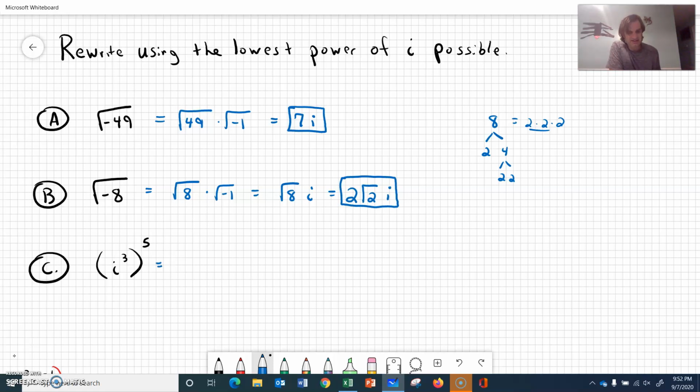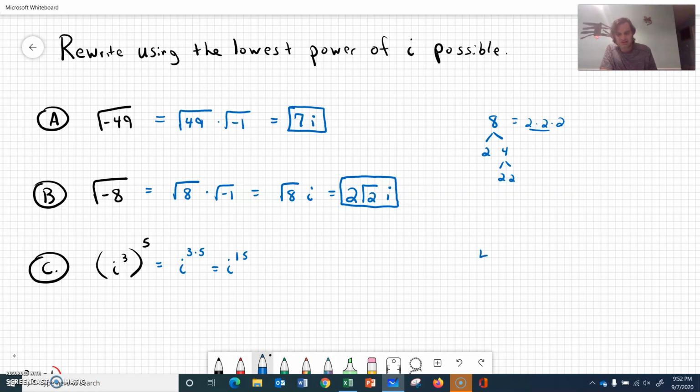The third one, C, is i to the third, and then that quantity is raised to the fifth. So that's a power to a power. So thinking about our exponent rules, we can multiply the powers. So that'd be i to the 3 times 5, or i to the 15. And that's a power bigger than 1.